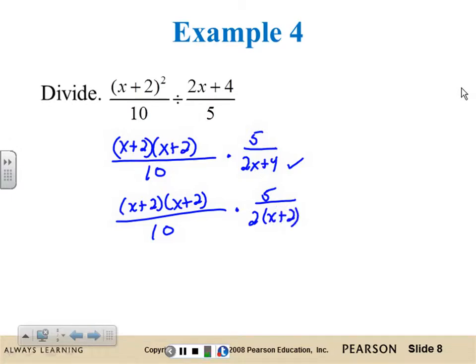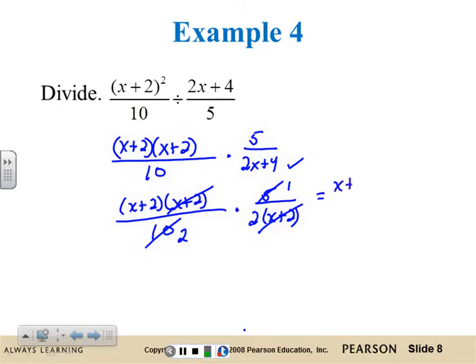Remember, you can reduce diagonally and up and down. Don't forget that. So diagonally, I'm going to take one of the x plus 2's and cancel it with that one. And then I'm going to reduce the 5. 5 will go into itself one time, and 5 will go into 10 two times. Now, these 2's will not reduce because you cannot reduce side to side. The only way that you can reduce is diagonally or up and down. You cannot reduce side to side. The only thing you're going to do side to side is multiply.